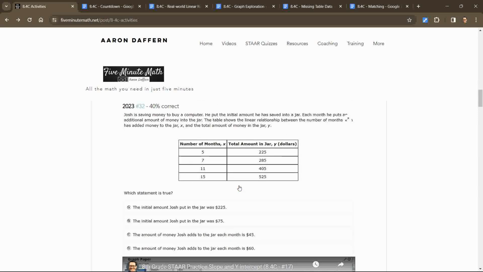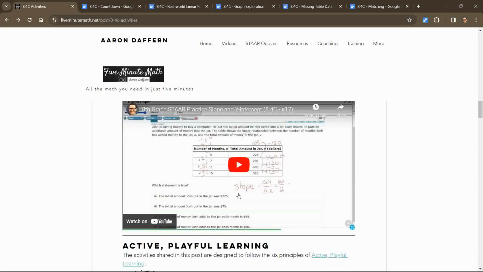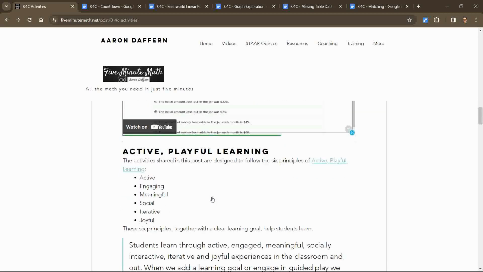Students also had to look at a table that described a real world situation, and they didn't label it y-intercept, they called it the initial amount. They didn't call it the slope, they called it the amount of money that Josh adds each month. So they had to identify which of these statements is true. Here's another video showing how to solve that problem. So that was difficult for some students.